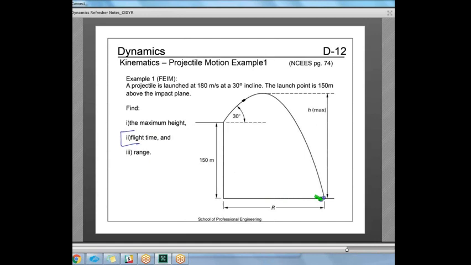Now our next question was the total flight time to impact. So how long does it take to get all the way over to there? Well, it's kind of interesting. This graph here, this parabolic graph, is actually a graph of height versus range, but it looks an awful lot like a graph of height versus time, doesn't it?